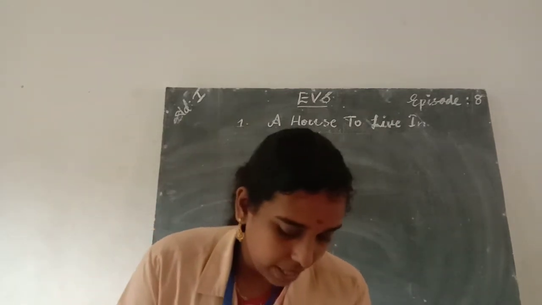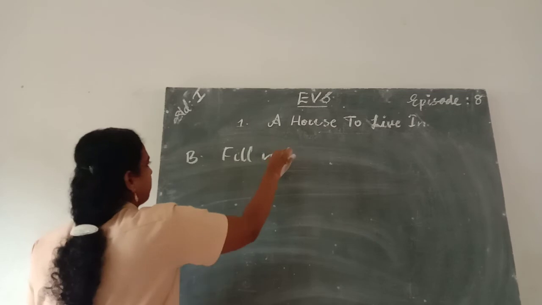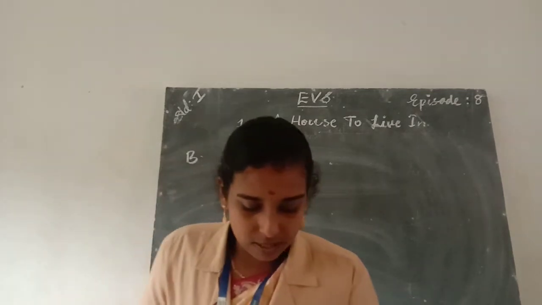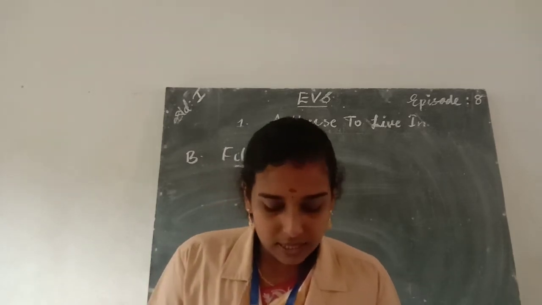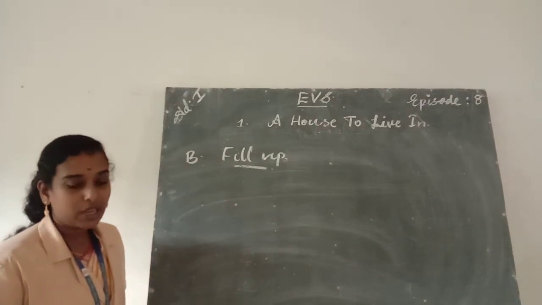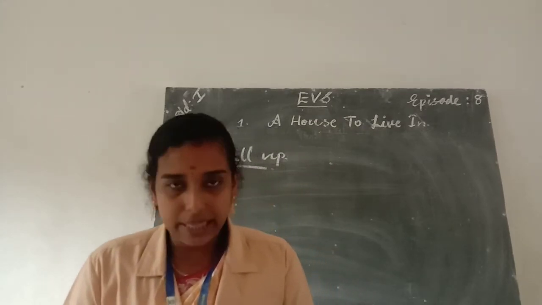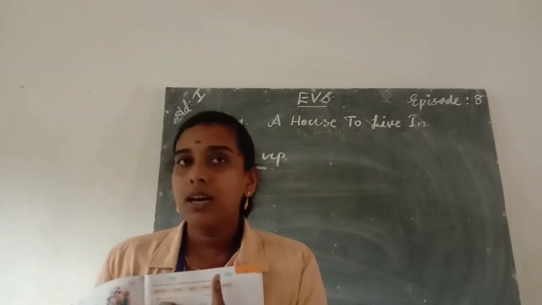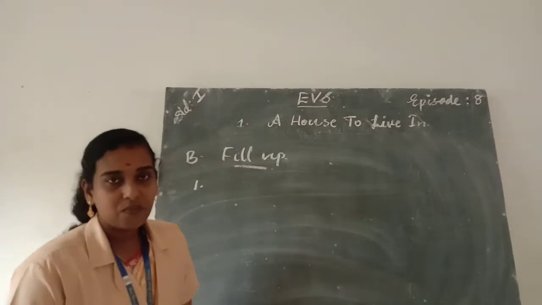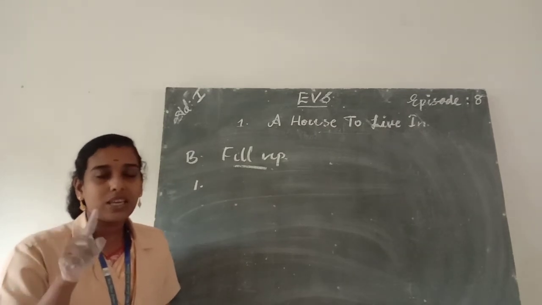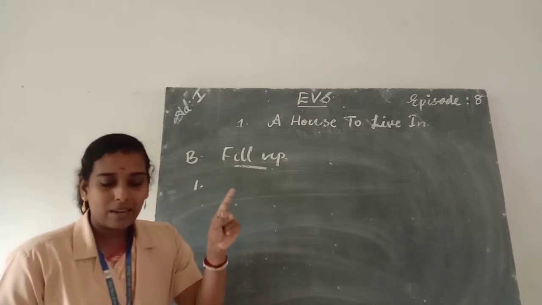So in exercise B, part B, fill in the blanks. Okay, fill up. First question, here some clues are given in a box and we use the clues and fill in the blanks. Okay, first question, we live with our dash in our house. Take your textbook and take page number 148. Here is the question. Read the first question and answer the question. We live with our family in our house.